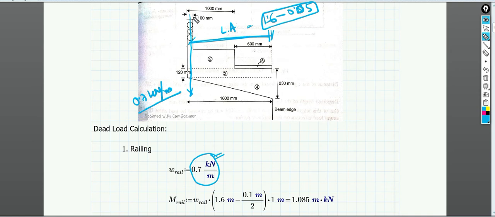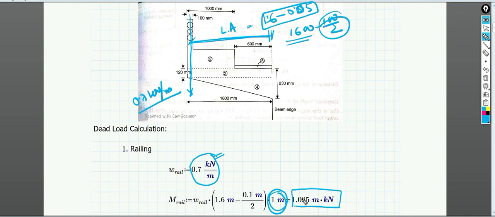Okay, because this is 100 mm, you can see 100 mm divided by 2, up to this half of this railing will have the total load that is acting for the railing. So this lever arm is 1600 minus 100 by 2. That is what we have done here. And the 1 mm, please ignore this 1 mm. I have just multiplied to keep the unit of the moment constant, which is kilonewton meter. So the moment for the weight that is coming from the rail is coming out to be 1.085 kilonewton meter. It is W into the lever arm. Okay.